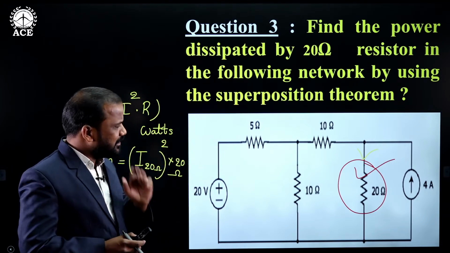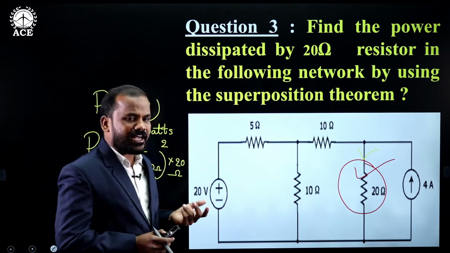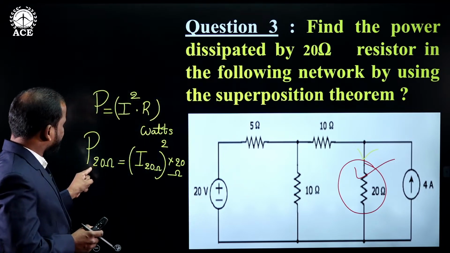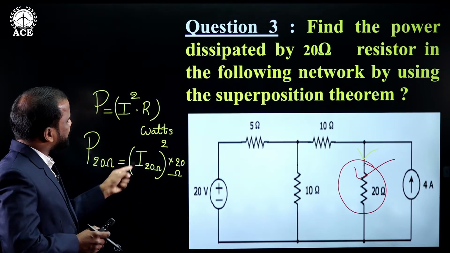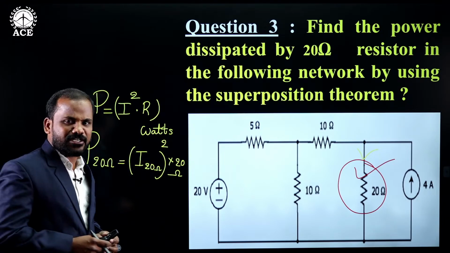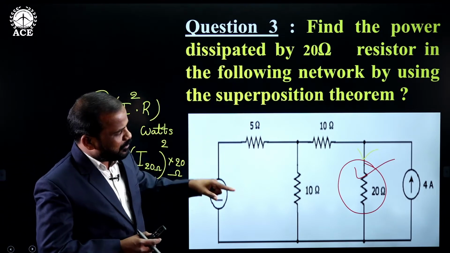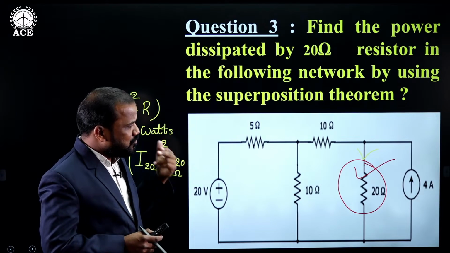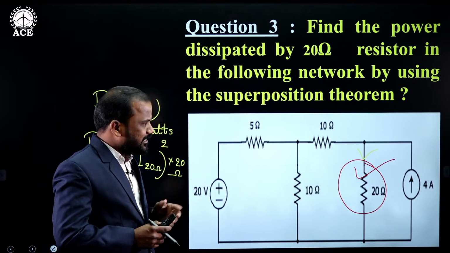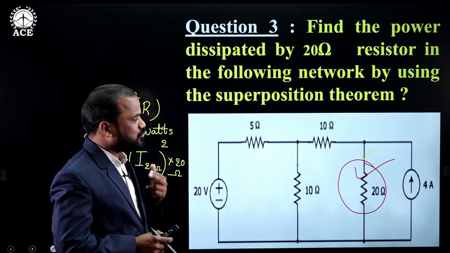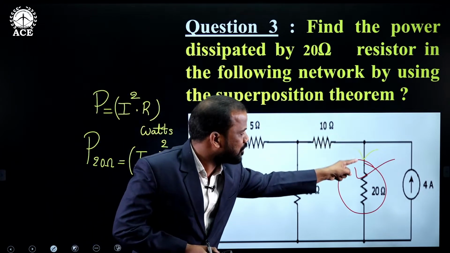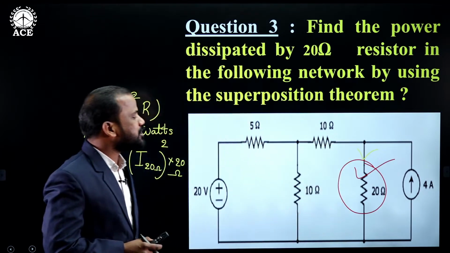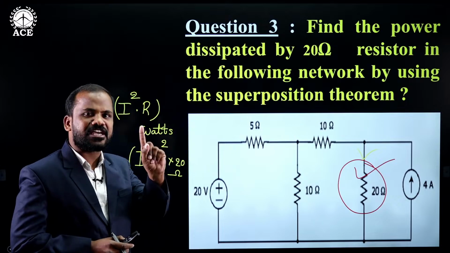Okay, now in that case, what is our question actually? Our question is finding the power dissipated by that particular 20 ohms resistance. Now whenever this voltage source is acting alone, our target is to find the value of current flowing through this particular 20 ohms resistance. Okay, this is case number 1.